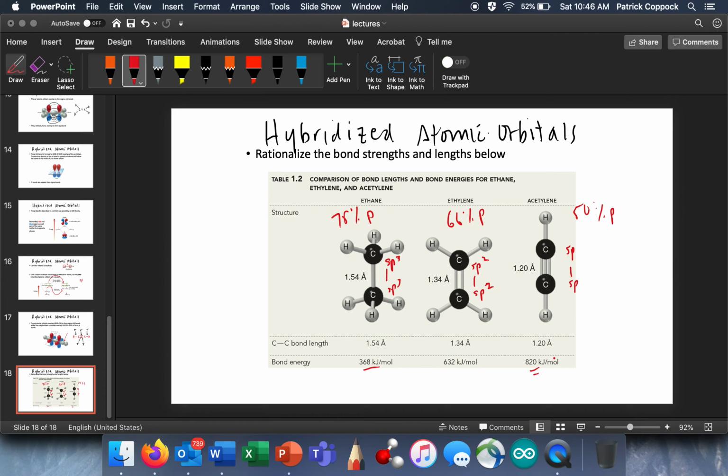So this will make more sense as we practice it more. But this is our briefest introduction to hybridized atomic orbitals making molecular orbitals that we can do.